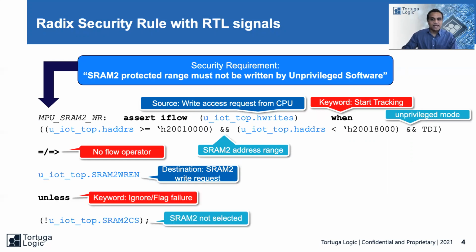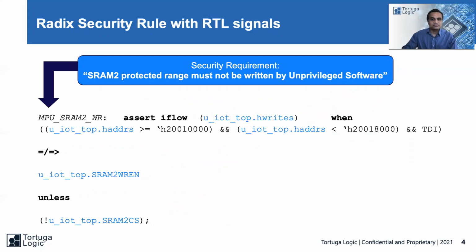The Radix rule captures the security requirement and tracks whether the write request from the ARM core influences the write enable port of the SRAM2. The Radix rule is easy to write as its syntax is similar to that of an assertion. The Radix rule differs from an assertion in that it tracks all transformations of the write request temporally through various hierarchies in the design, thus making it very efficient and much more powerful than an assertion.